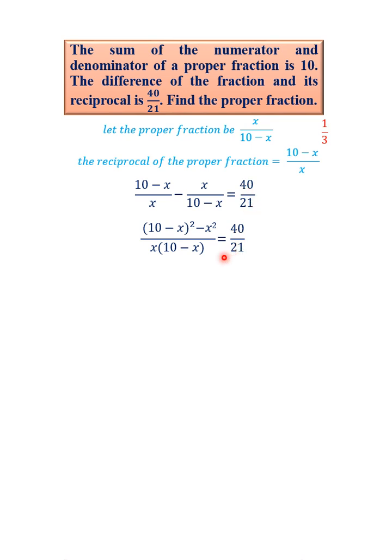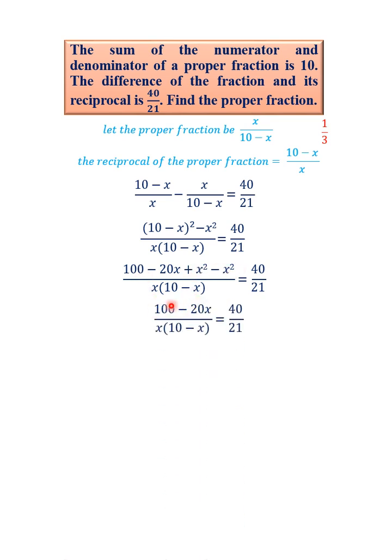Let's continue. So, if we expand this bracket, we're going to obtain 100 minus 20x plus x squared. Take your time to expand this bracket. 10 minus x squared, you are going to get this. Negative x squared here all over this x into 10 minus x equals to 40 over 21. You can see x squared minus x squared here, so this will go out and we'll be left with 100 minus 20x all over x into 10 minus x equals to 40 over 21.